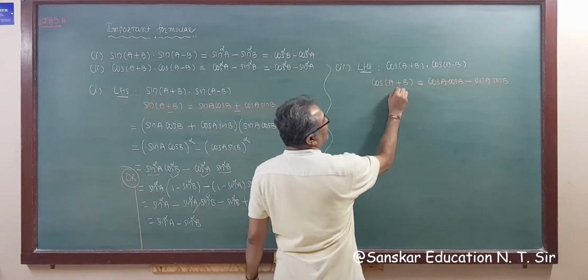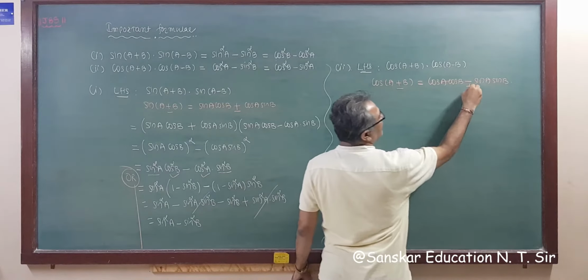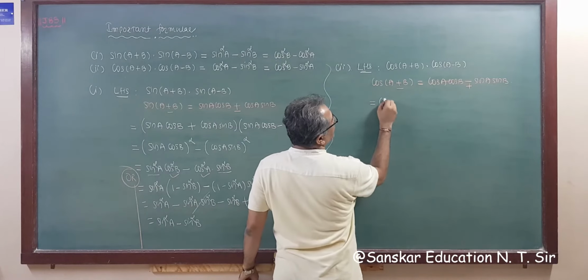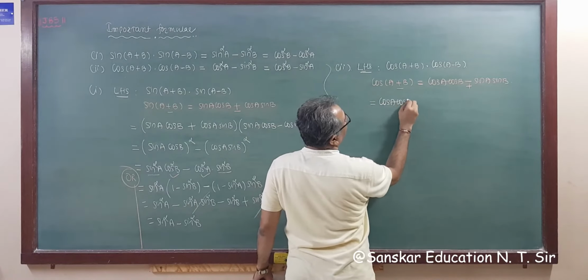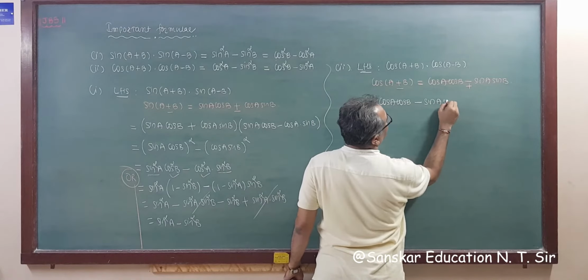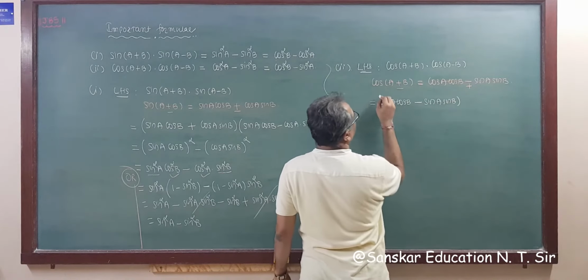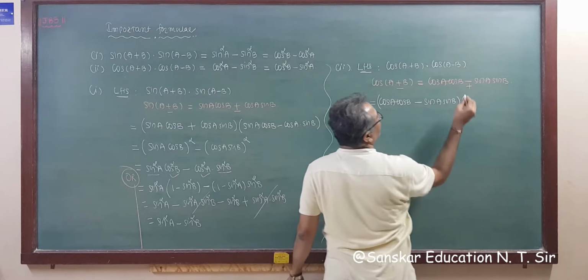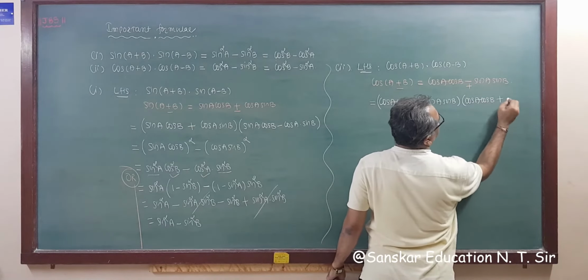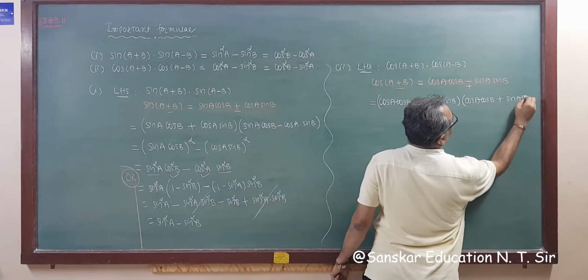Now if minus is here, then this is plus. So applying this formula, what do we get? Cos A cos B plus then minus sin A sin B, and this is cos(A-B), which is cos A cos B plus sin A sin B.